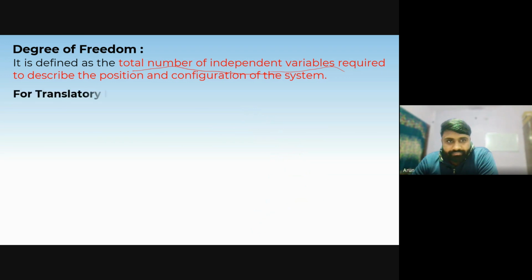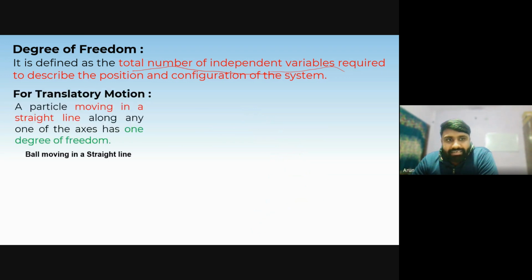Got it? Now for translatory motion, a particle moving in a straight line along any one of the axes has 1 degree of freedom. Like for example, this ball. So you need only one coordinate along this axis to describe the position and configuration of the system, which is this ball. Got it? So there is only 1 degree of freedom.